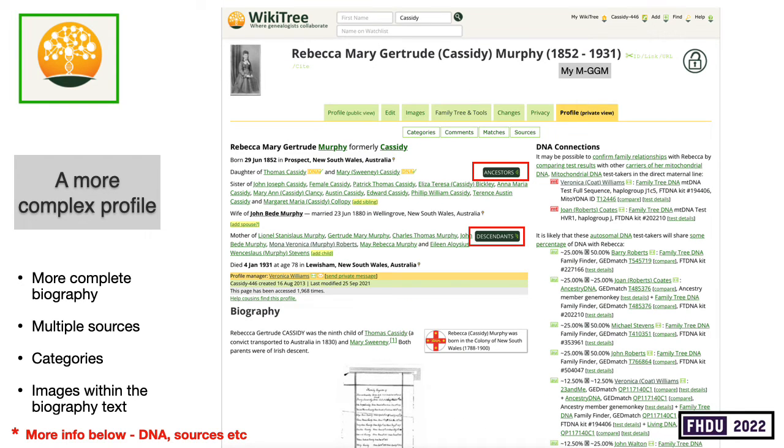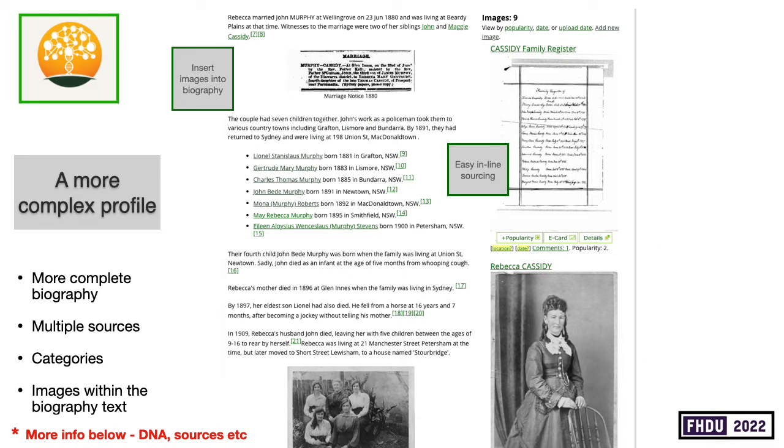So getting back to Rebecca's profile, if we scroll down the profile, we'll see more information about DNA and sources and that sort of thing. There's also the ability to add images into the biography to make it easier to read and refer to. Inline sourcing is possible with WikiTree, and once you get the hang of that, it's very easy to do, and we'll talk about that a little bit more later.